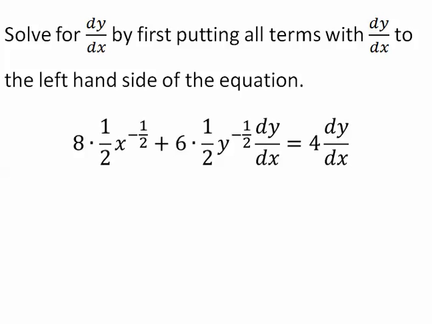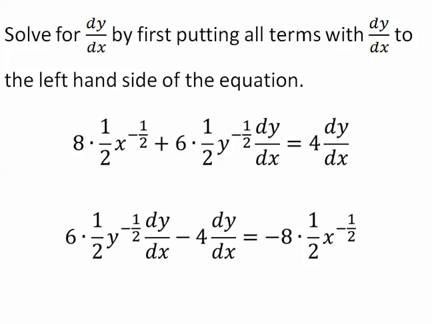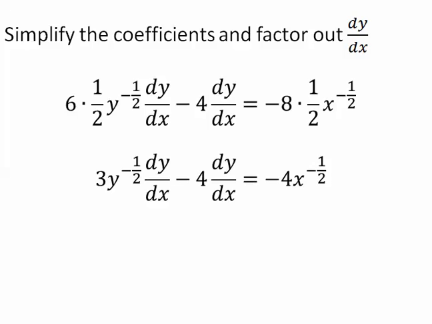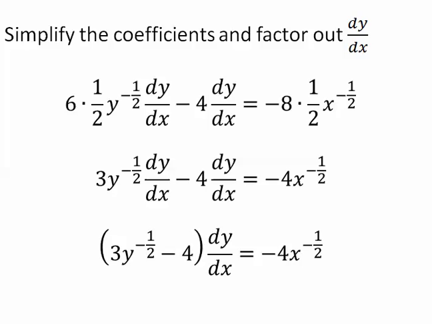To do that, all your dy/dx's go to the left, everybody else to the right. And this is what I get. The next thing I'm going to do is simplify the coefficients and factor out dy/dx. 6 times 1/2 is 3. 8 times 1/2 is 4. And now factor the dy/dx. When I factor the dy/dx, I get this last equation.